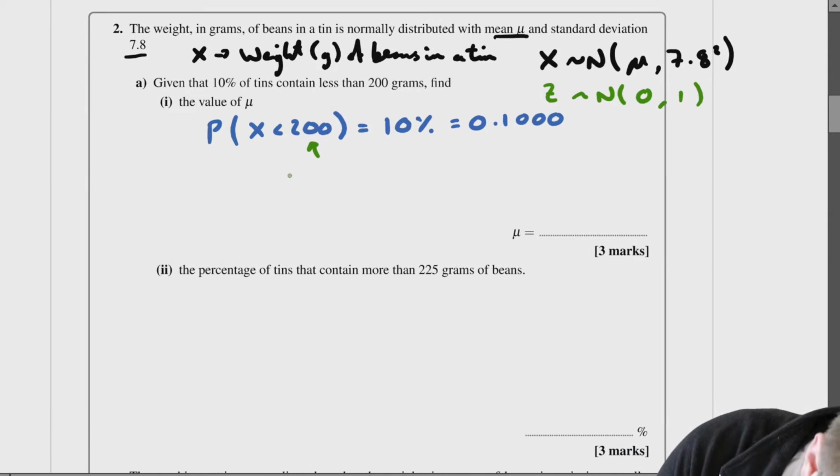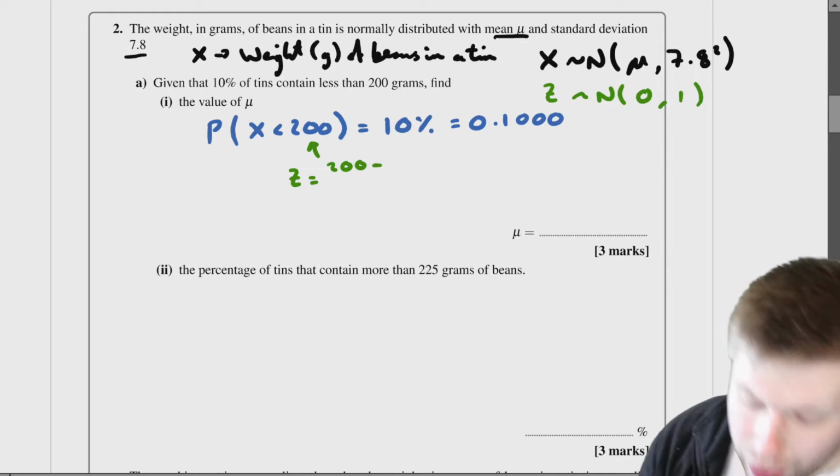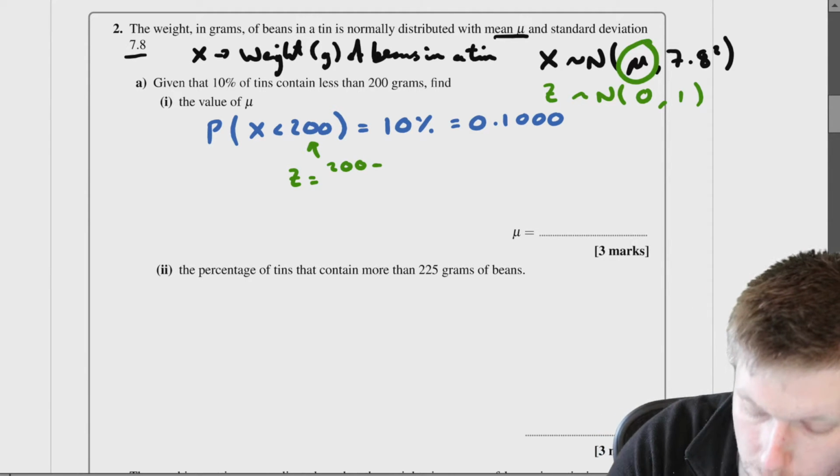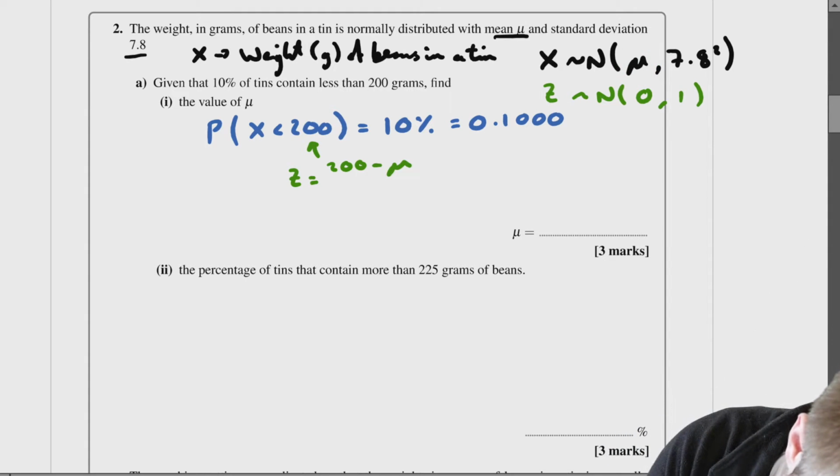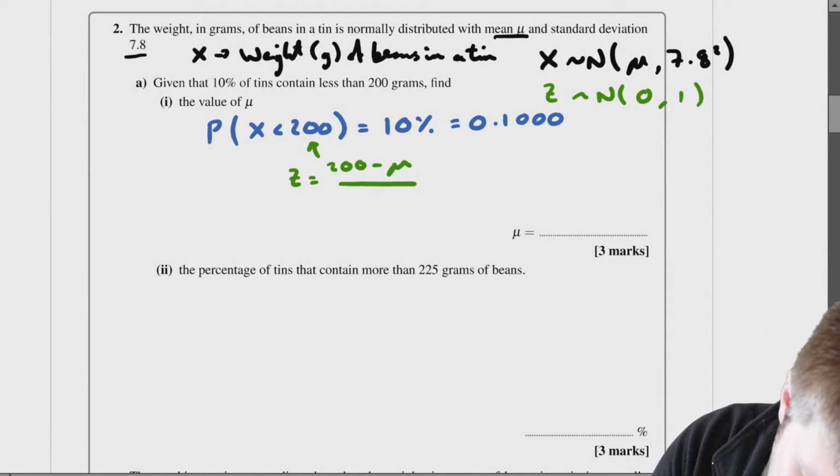Okay. So in order to do that, I'm going to have to basically take this 200. I'm going to have to take away the mean. I don't know what the mean is at the moment, so I'm just going to let it be represented by the letter mu. So I'm going to do 200 minus mu, all divided by my standard deviation, which is 7.8, okay?